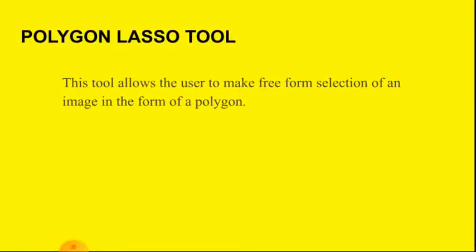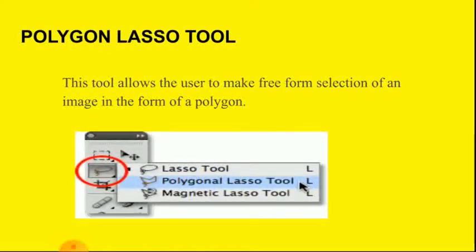Next is polygonal lasso tool. This tool allows the user to make free form selection of an image in the form of a polygon. Can you see the symbol of polygonal lasso tool? Yes, this is the symbol of polygonal lasso tool.